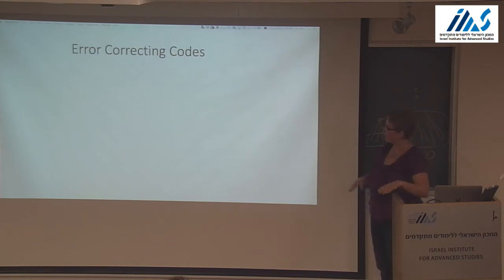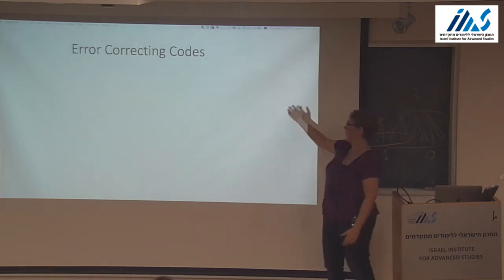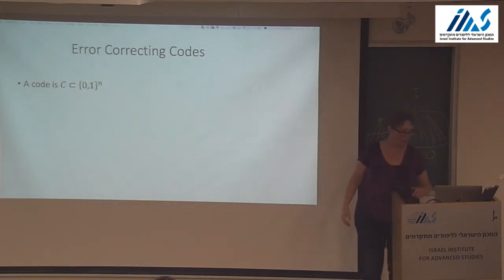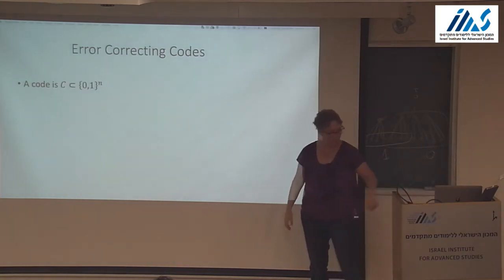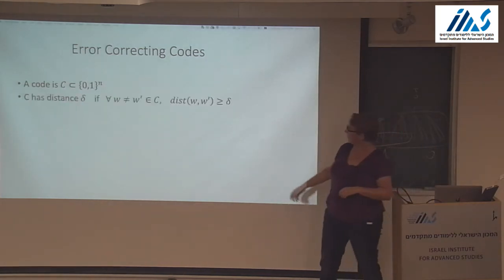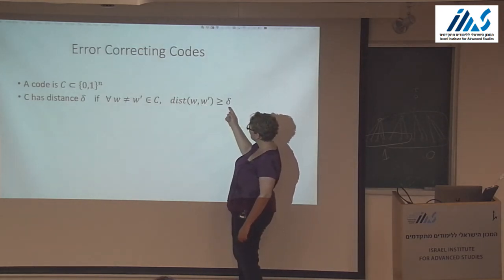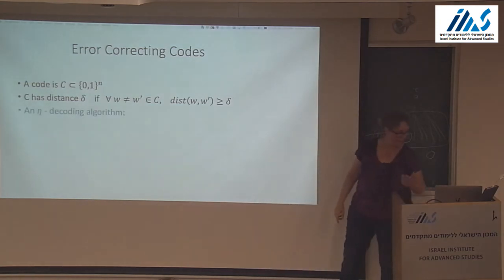Now we move to error correcting codes, and I want to show an application to list decoding. Okay, so this is stuff we all know. A code is a subset of n-bit strings, and the distance is that for any distinct points in the code, at least delta fraction of the coordinates are different. So I say the distance is delta.